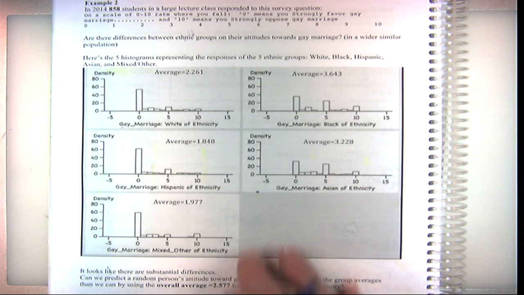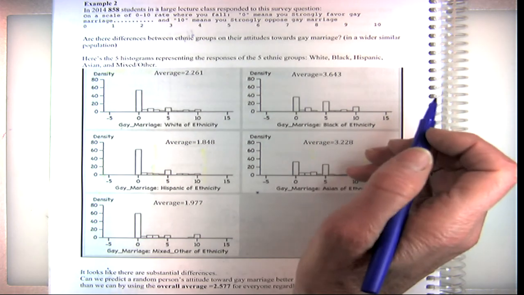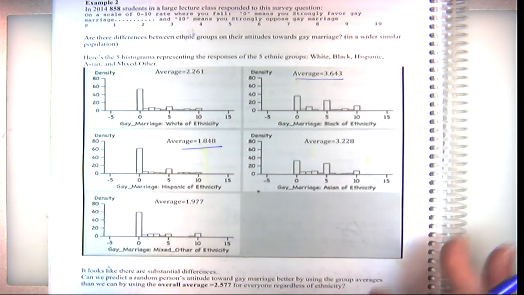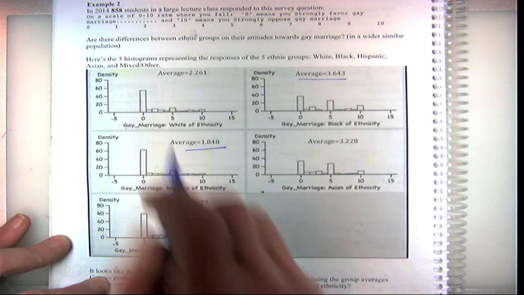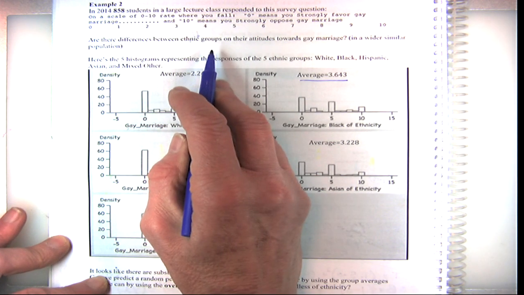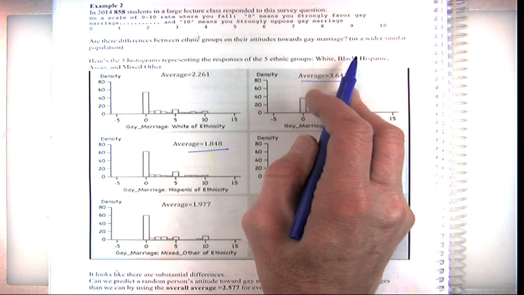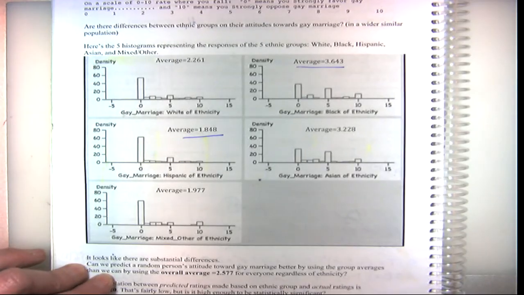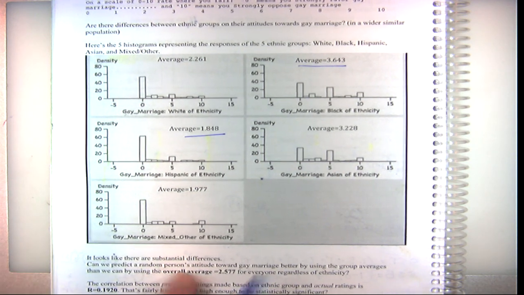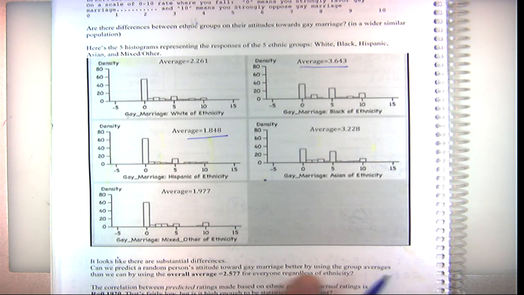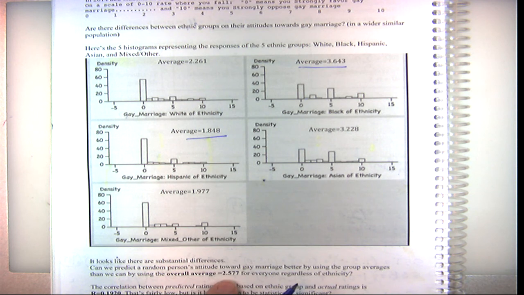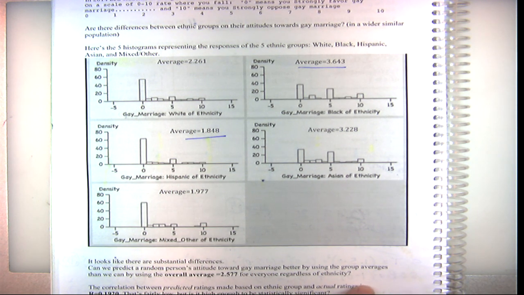Okay, so looking at this, what do you see? Did you see this is the highest, that jumps out at you, and this is the lowest, right? So the question is, are there differences between ethnic groups based on their attitudes to gay marriage in some wider population? And it looks like there's substantial differences, just like it did in our sample. So the idea is, can we predict a random person's attitude towards gay marriage better by using their group averages than we can by using the overall average of 2.577 for everyone, regardless of ethnicity?